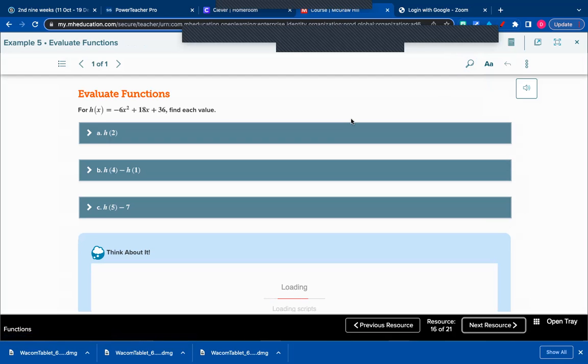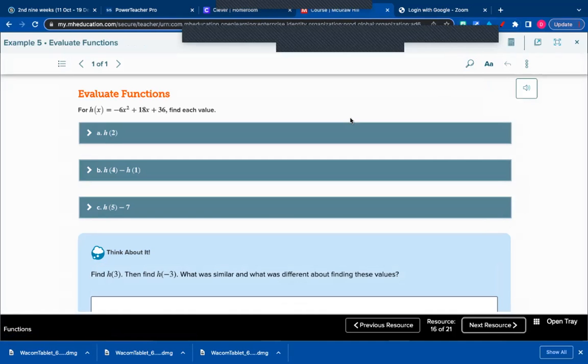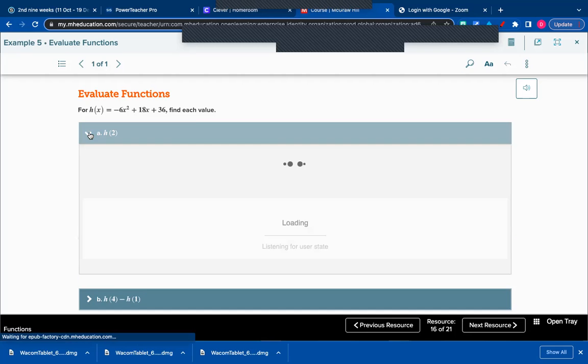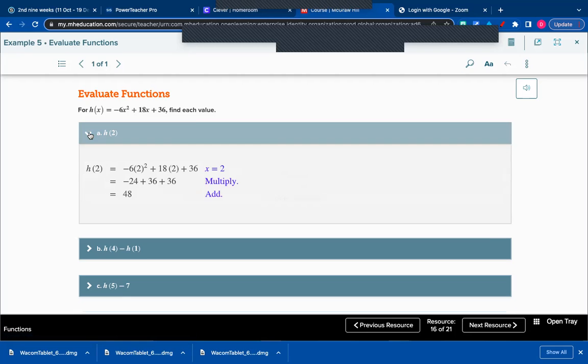All right, so let's look at evaluating some functions. Look at these. H of x, and the letter h is just a variable that we give it. This is a function h. That's just what we decided to call it. H of x equals negative 6x squared plus 18x plus 36. Find each value. So for h of 2, we're going to substitute a 2 wherever there's an x. That's it. And that shows you how to do it.